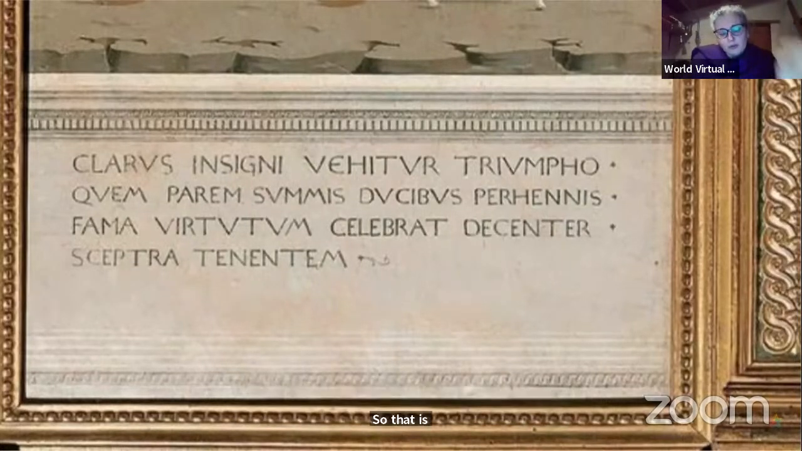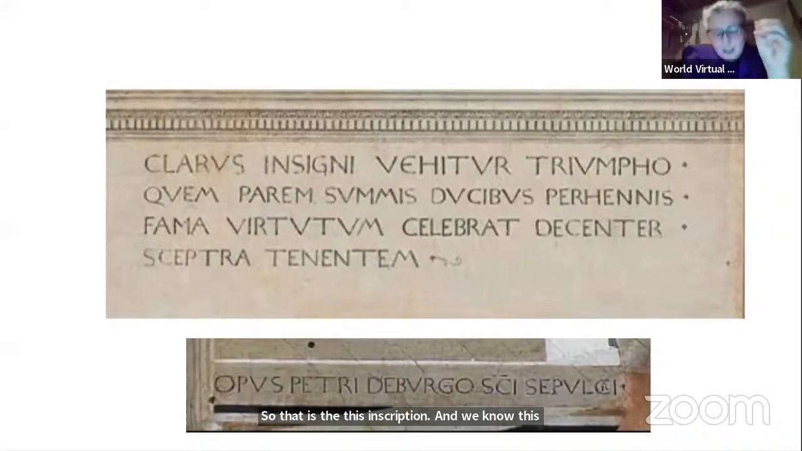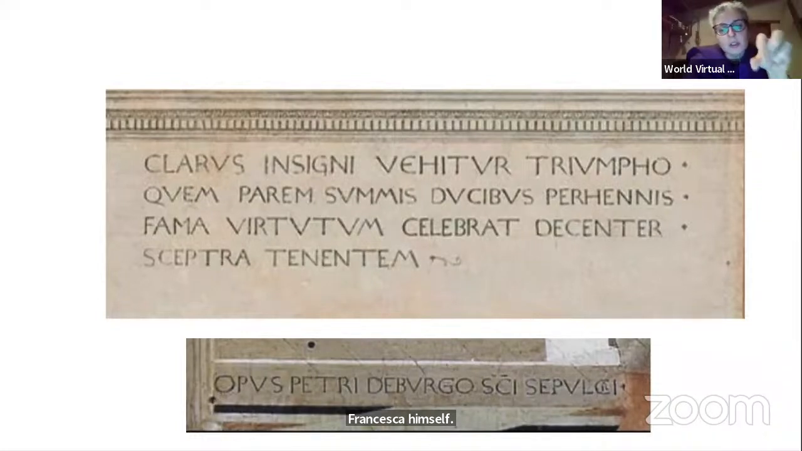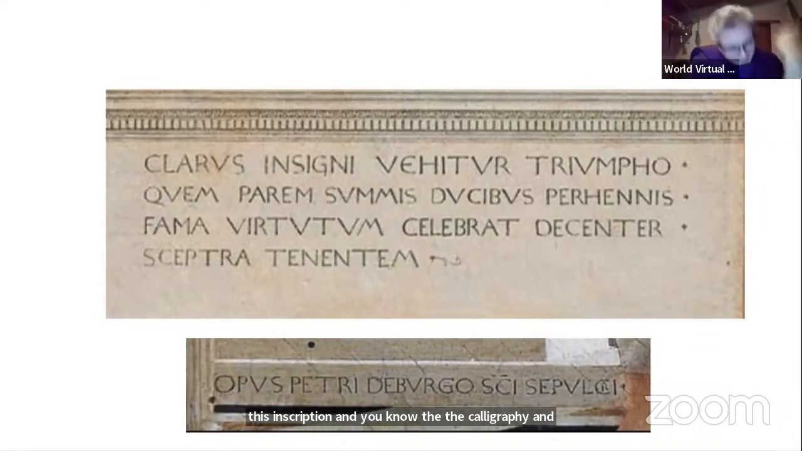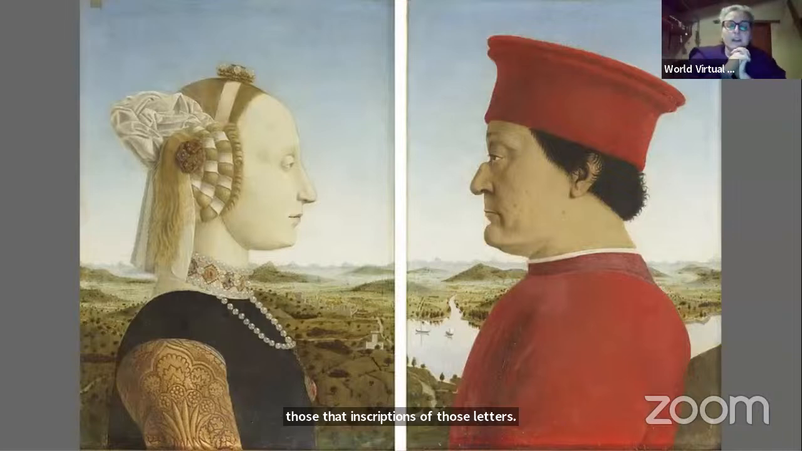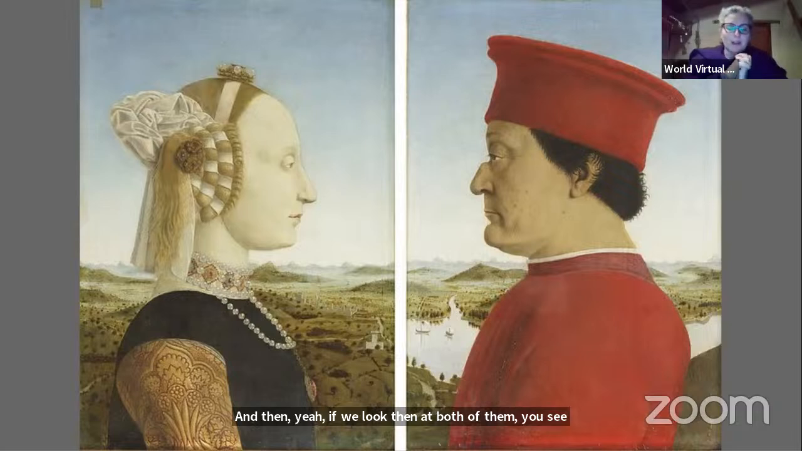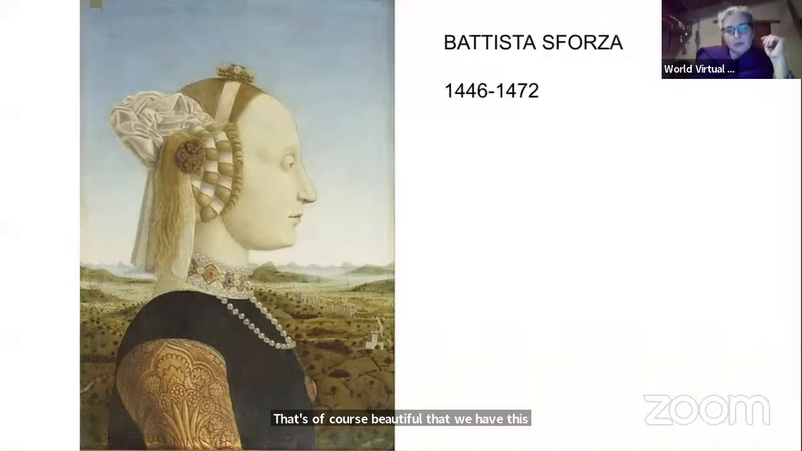And we know this inscription was written by hand by Piero della Francesca himself. There's an expert who really studied this inscription and the calligraphy. Below, you can see another inscription that was written on another painting by Piero della Francesca, and they are the same letters. So we are sure he also painted that inscription. And if we look at both of them, you see the landscape continues. That's, of course, beautiful, that we have this continuous landscape in the two panels.